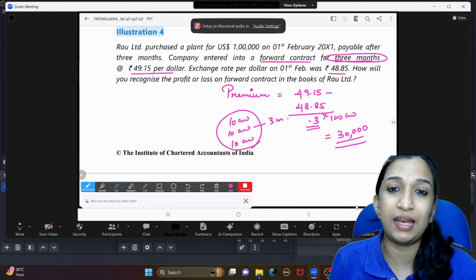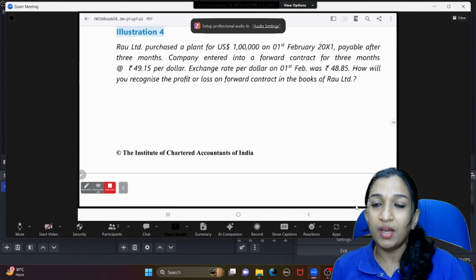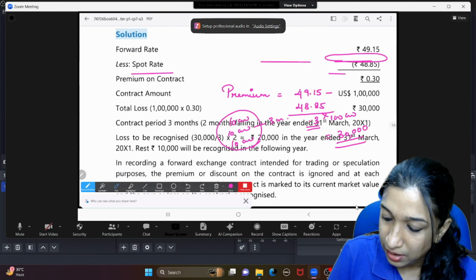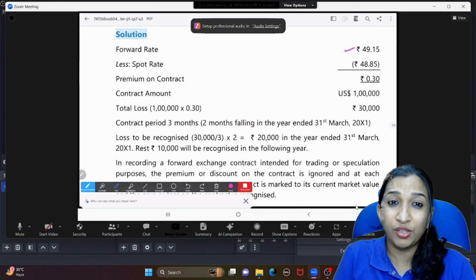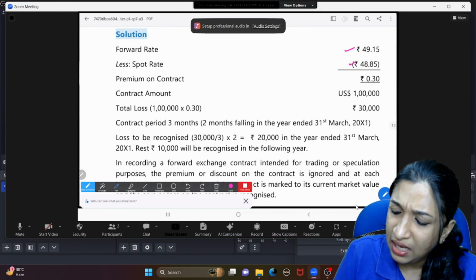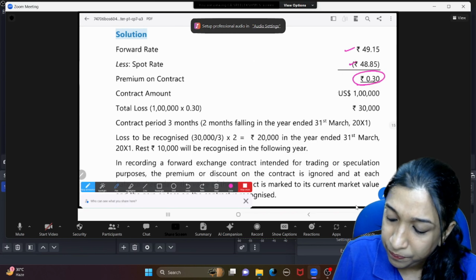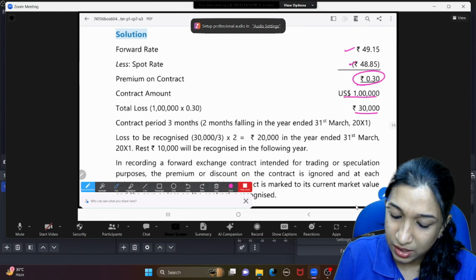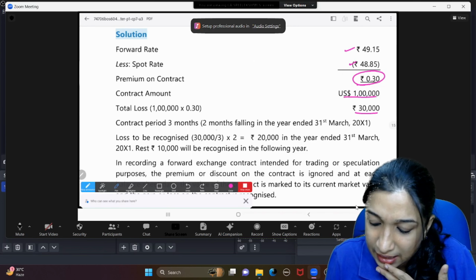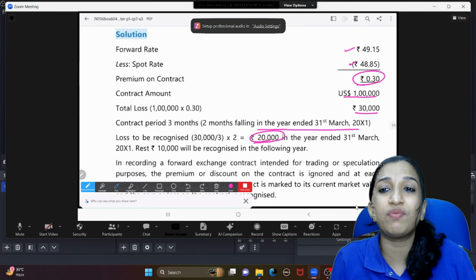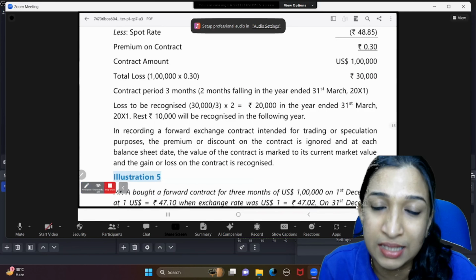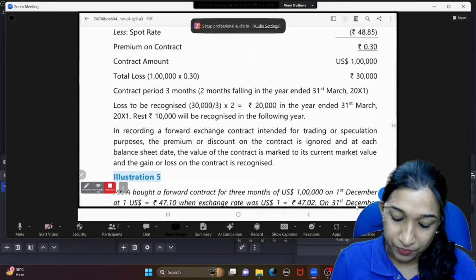So how do you recognize these transactions in the books of Rao Limited? Forward rate is 49.15, spot rate is 48.85, premium is 0.3 into 1,00,000. Of the 3 months, February and March, 2 months, fall in the current year. So 20,000 loss will be recognized in the current year and 10,000 loss in the next year. Okay, fine.